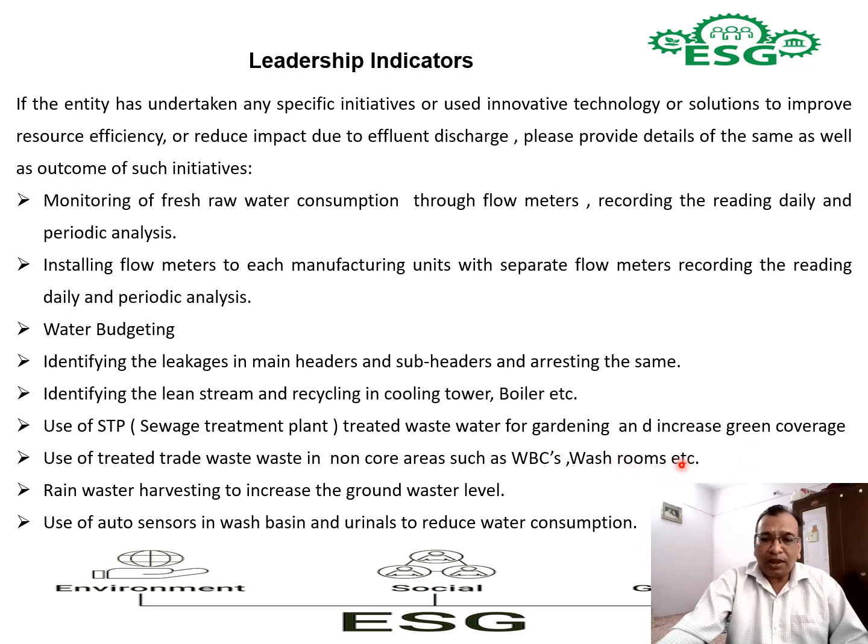See, in this industry it is given that the green coverage should be at least a minimum of 33%. How do you achieve this? If you use the raw water directly, then it is very costly and it will increase the water consumption. So what you will have to use is the treated STP wastewater for green coverage. Then use of treated wastewater in non-core areas such as WCs, washrooms. This may also be possible whenever you have treated wastewater which is meeting the norms of that equivalent area; in non-core areas you can definitely use it for sanitary use.